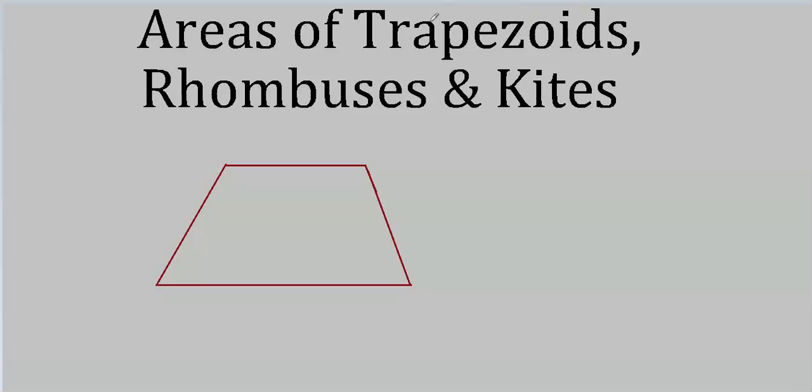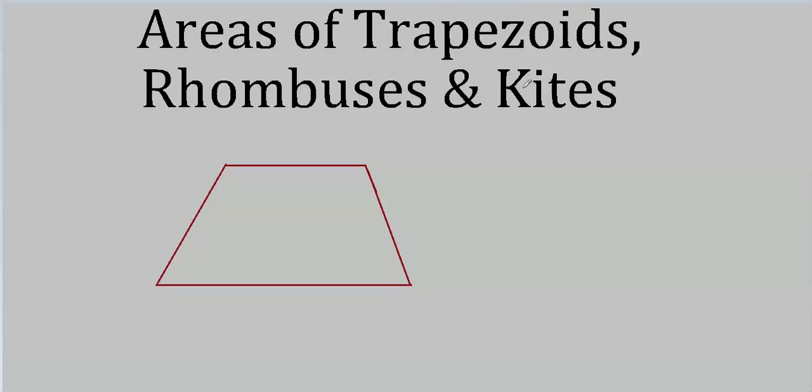Hello. Today we're going to figure out how to get the area of trapezoids, rhombuses, and kites. Those are all the sort of odd-shaped polygons we had, as opposed to rectangles, squares, and triangles. You see those around a lot.